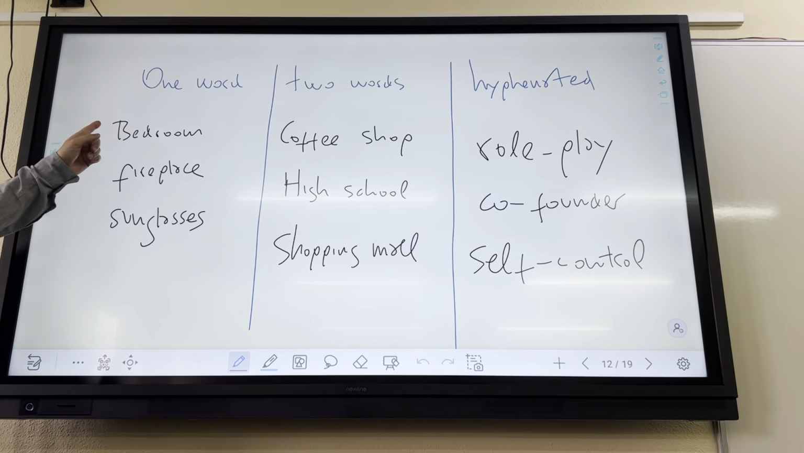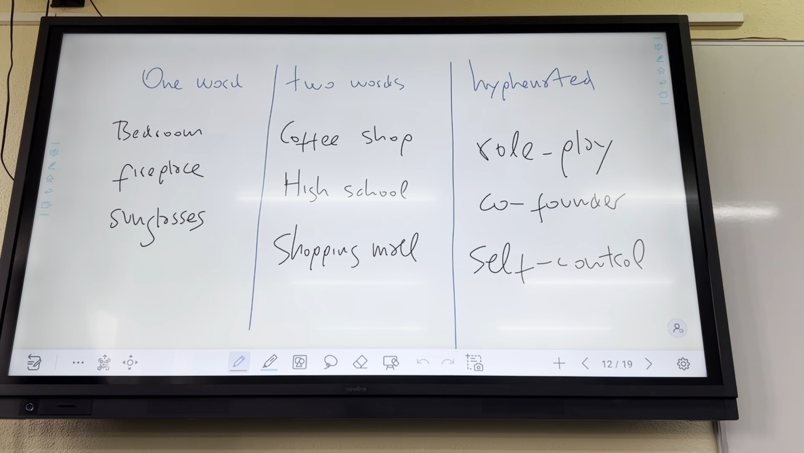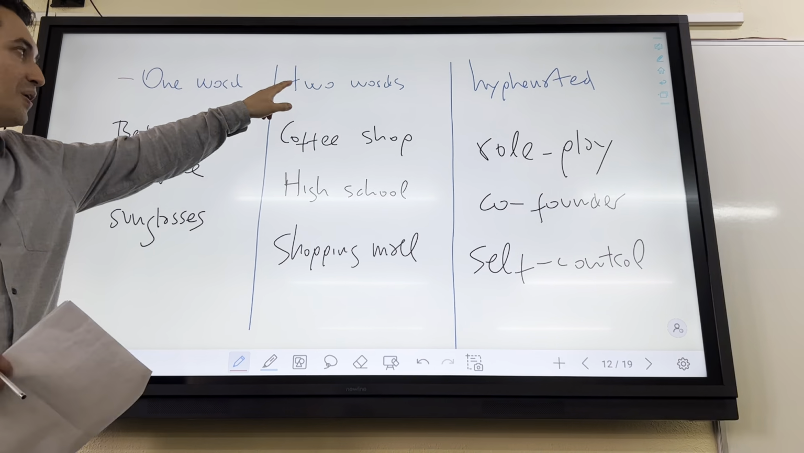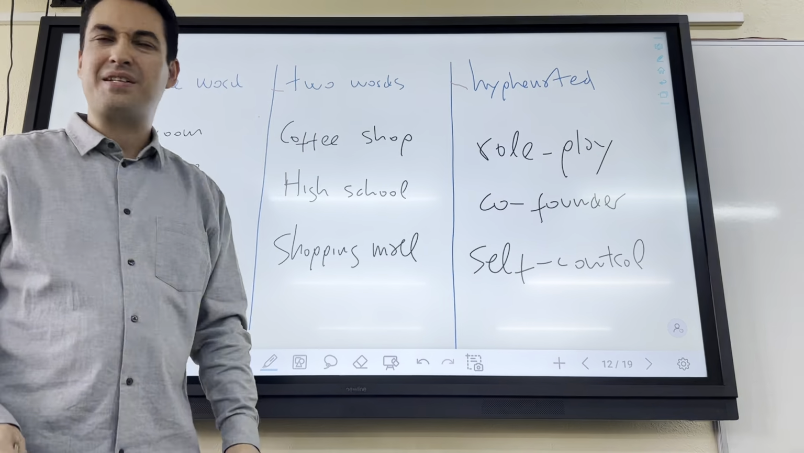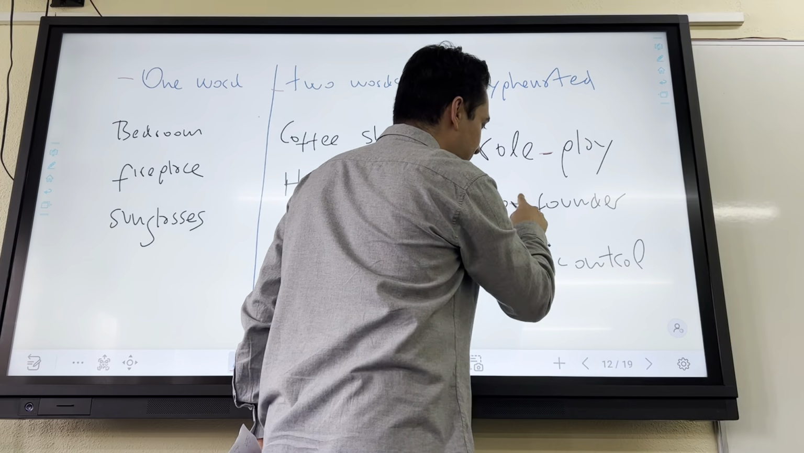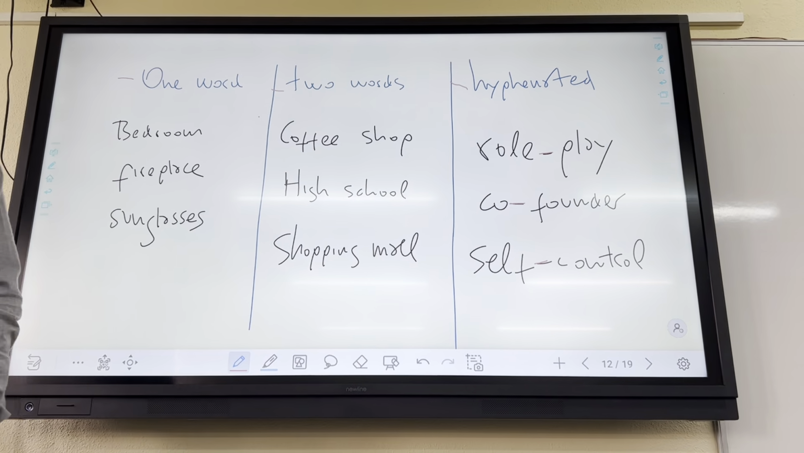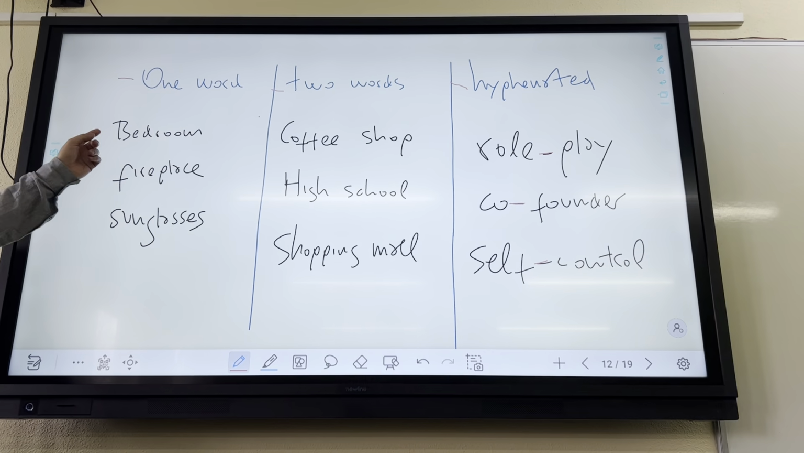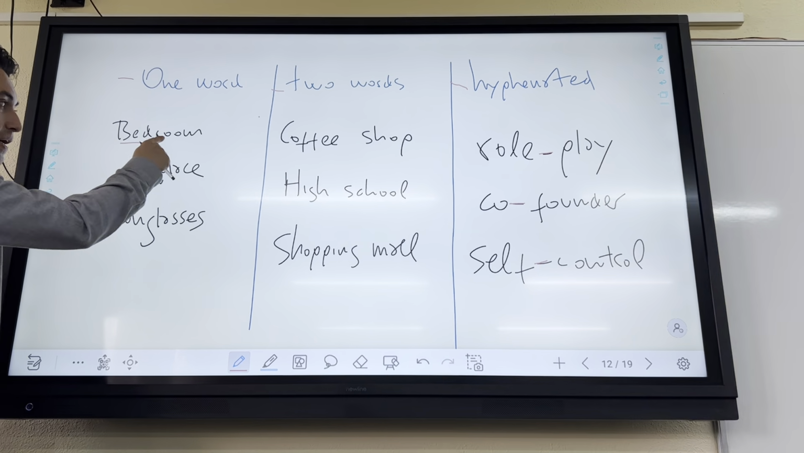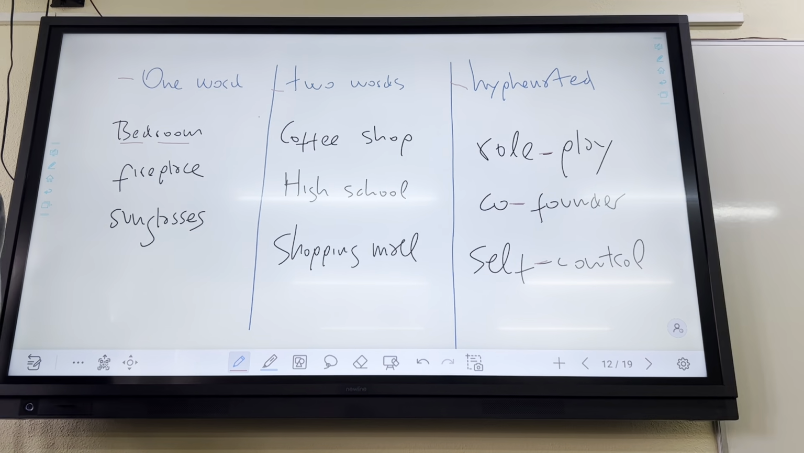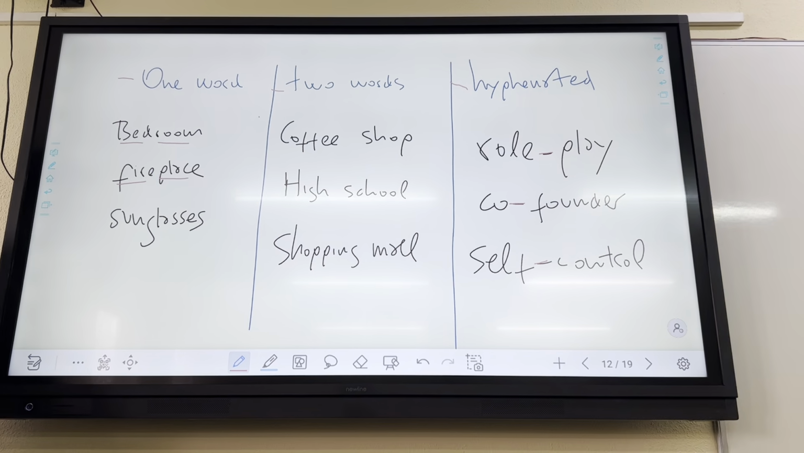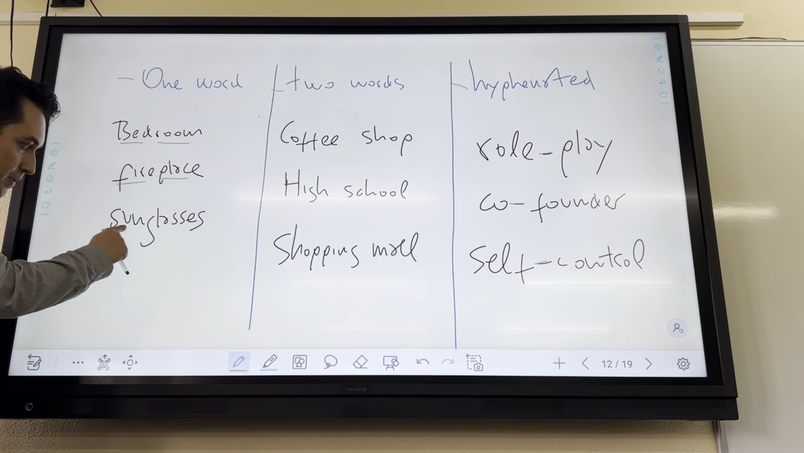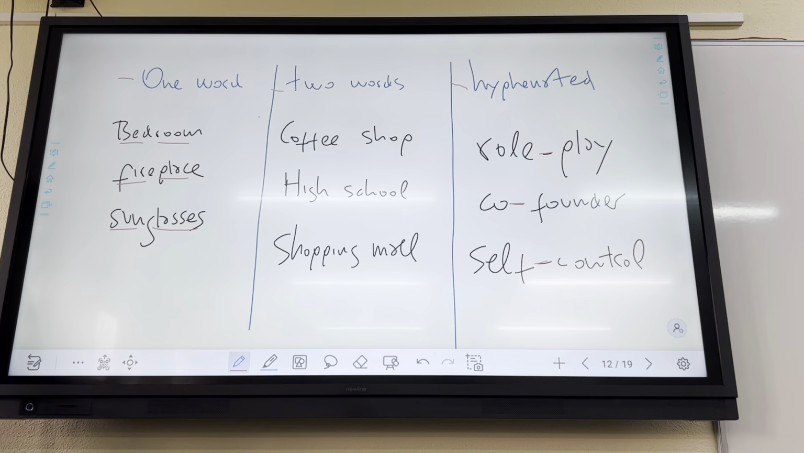One word. Okay, be careful with compound nouns because they can be one word, two words, or hyphenated. This is a hyphen, this is a hyphen, and this is a hyphen. So, for example, one word, bedroom. This is a compound noun, bed and room, but you write it as one word. Fireplace, fire and place, but you write it together. Sunglasses. It's a compound noun made of two nouns, sun and glasses, but you write it together as one word.